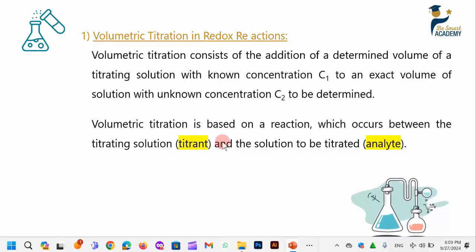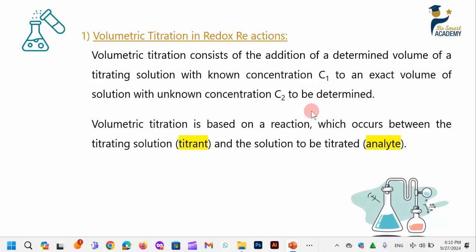If we add solution A over solution B in a random way, we call this process mixing. But what is the difference between it and titration? In titration we add a certain volume of the titrant to the beaker, so a defined amount, not in a random way like mixing. This is the simple difference between them, what we call volumetric analysis or titration.